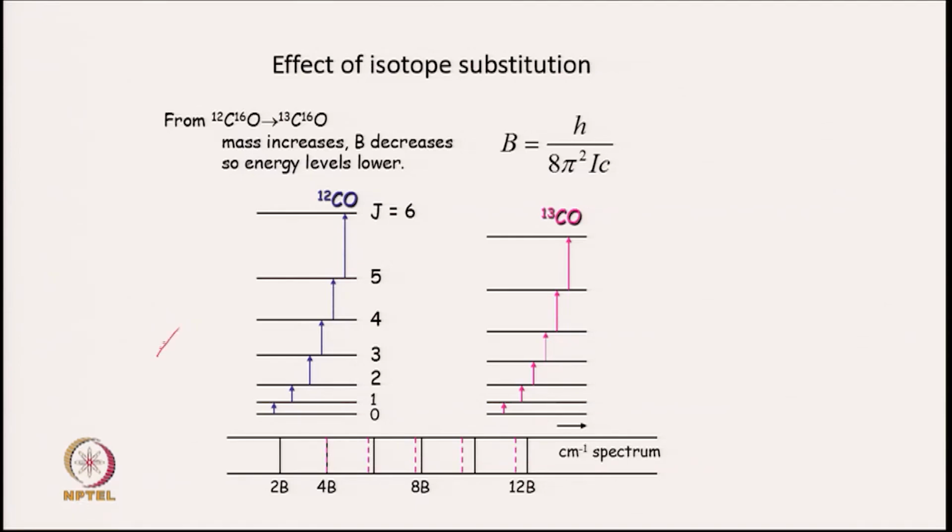So this is your rotational energy level of 12CO, and this is your rotational energy level of 13CO, and you can see that here the energy difference is greater and here the energy difference is small, and so the peak or spectra of this isotope 13CO will come at a smaller B value. So you can see the shift is towards the left hand side.